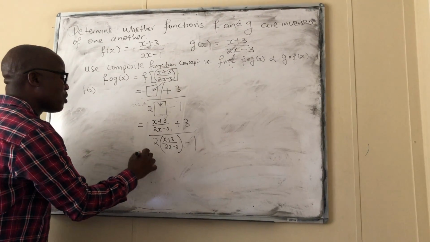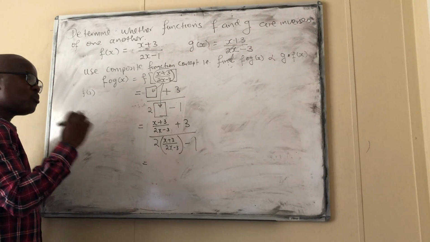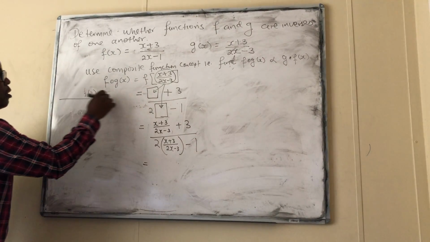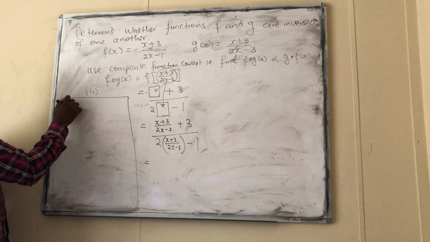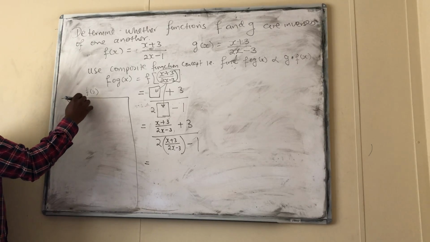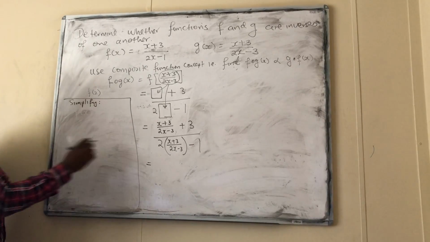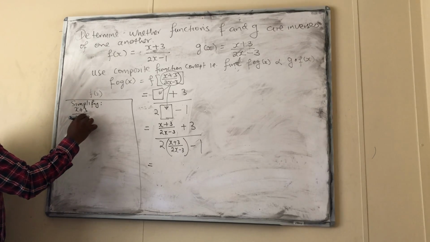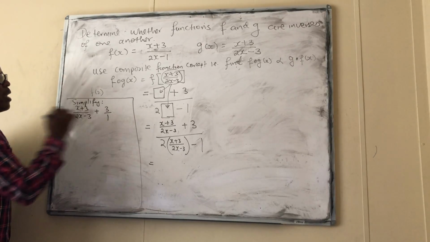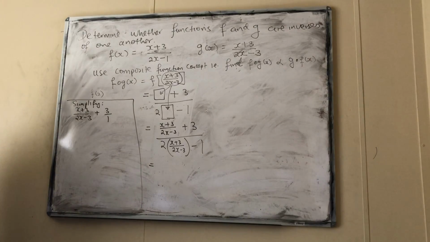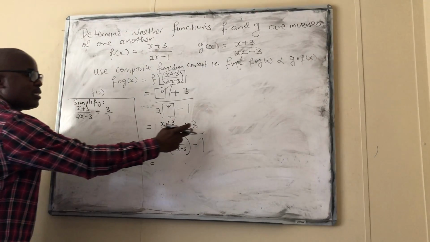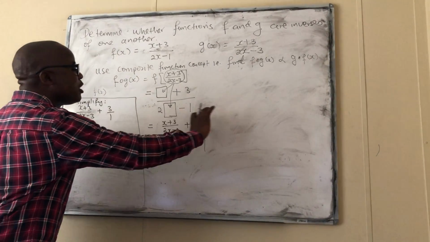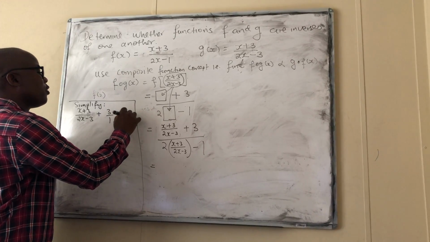So now I'm going to simplify this. How do I simplify? So I'm going to do it here. Simplify and then get back there and do the substitution. x plus 3 all over 2x minus 3, plus 3 over 1. So these are two fractions. 3 is the same as 3 over 1. I'm dealing with the numerator. So this is the numerator.